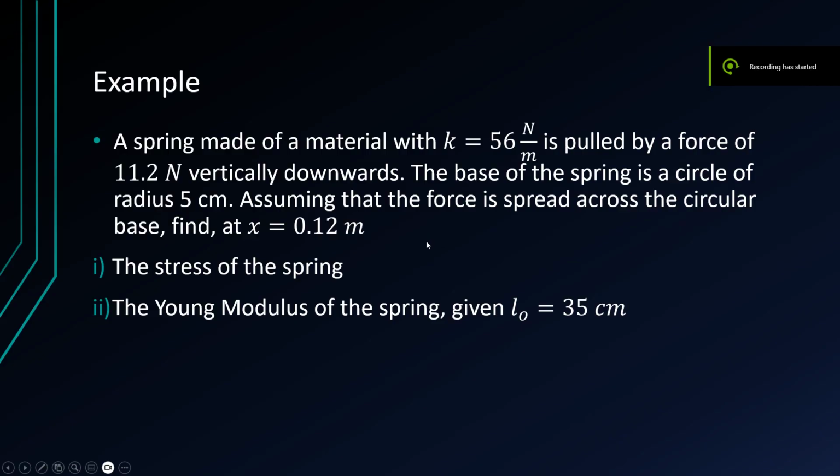So here's an example of utilizing the Young modulus. A spring made from material with k is 56 newtons per meter is pulled by a force of 11.2 newtons vertically downwards. The base of the spring is a circle of radius 5 centimeters. Assuming that the force is spread across the circular base, find at x equals 0.12 meters the stress of the spring and the Young modulus of the spring, given the initial length is 35.